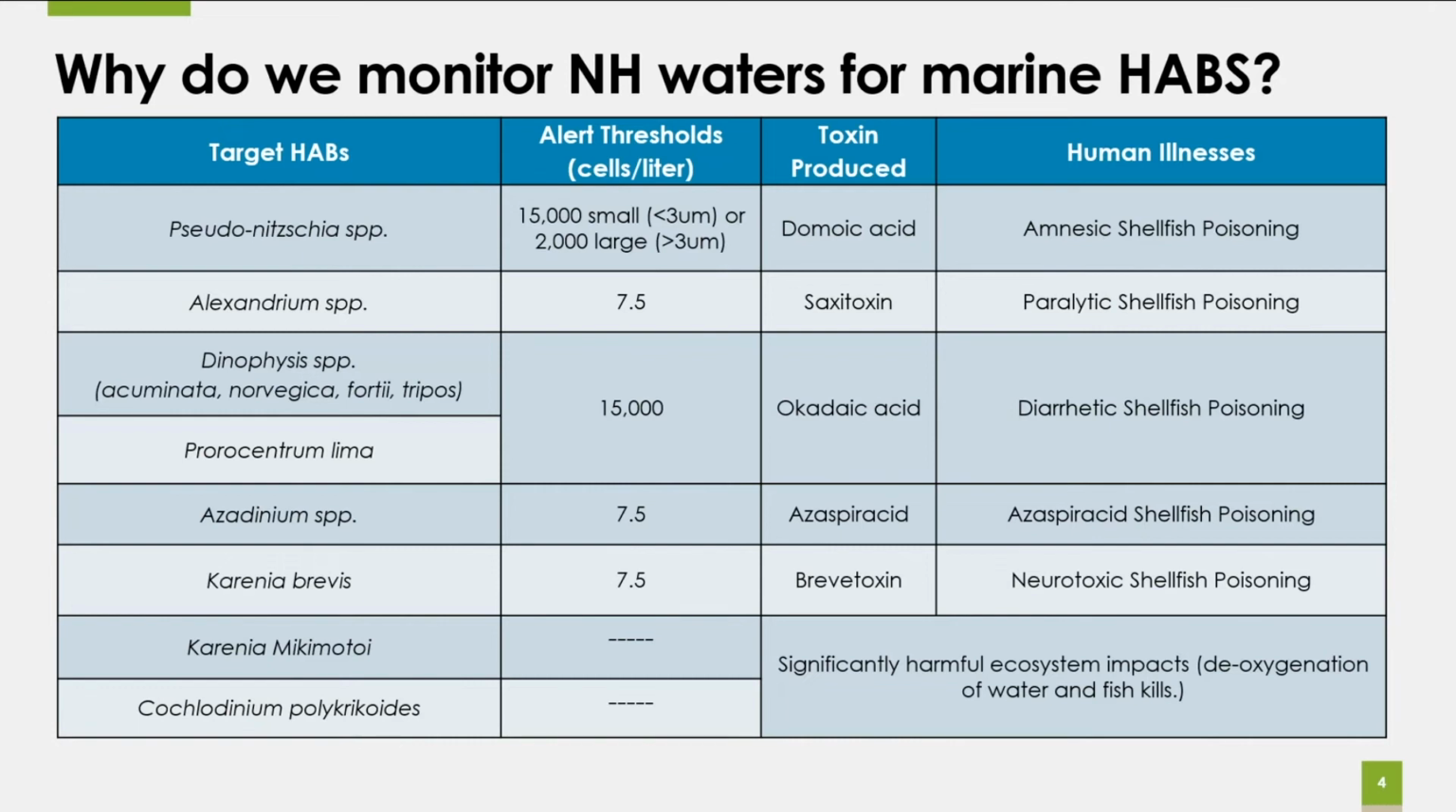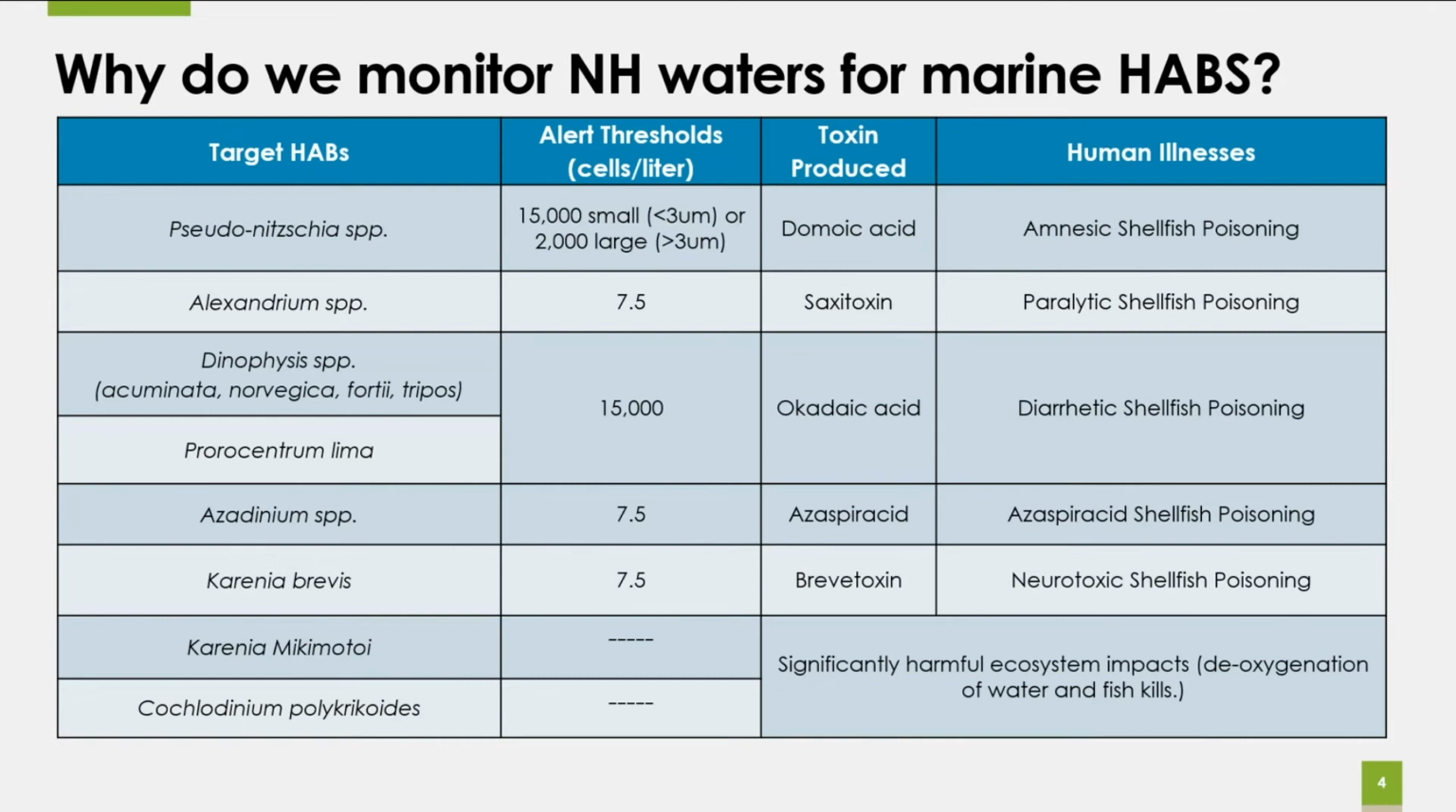So if we're seeing, for instance, Pseudo-nitzschia at 15,000 cells per liter, then we say, okay, there's the potential for toxin in the water. We're going to do some supplemental phytoplankton sampling, or we're going to initiate shellfish toxicity sampling, which is what we would use to then initiate a closure of a growing area. If that makes sense to everybody.